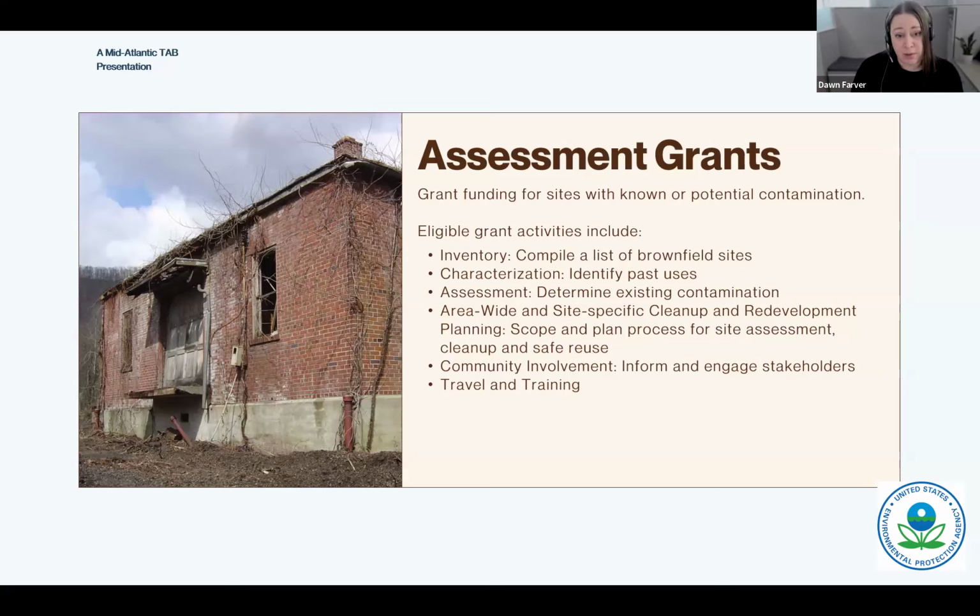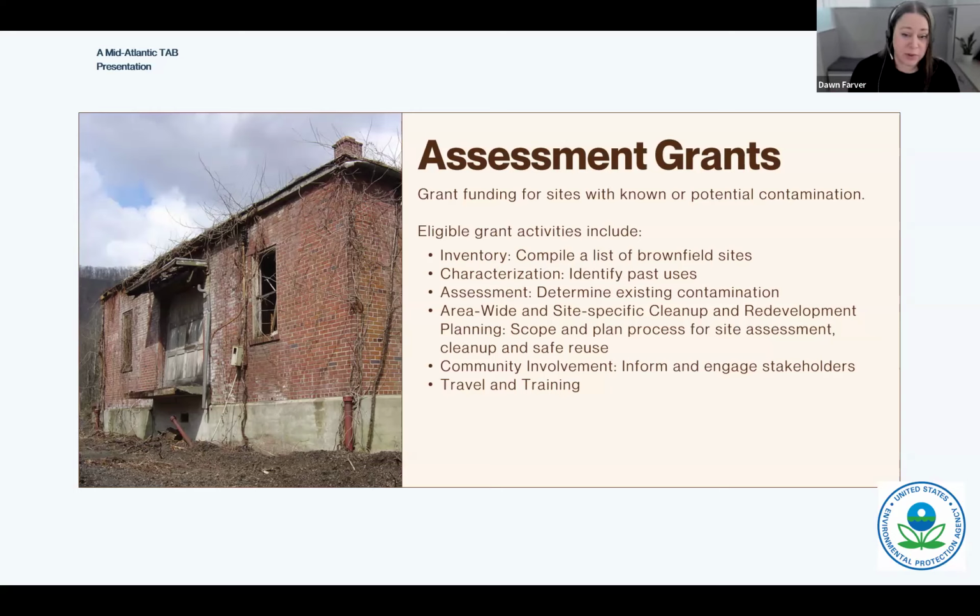So assessment grants can be applied for. It's grant funding that is for sites with known or potential contamination. And we have multiple eligible grant activities. So under assessment grants, you can also do some planning activities. It's not just due diligence, phase 1, phase 2 type work. We do like to see that you're doing phase 1 and phase 2 type work because it is an assessment grant, but there are also other things that you can do related to planning that can support that grant.